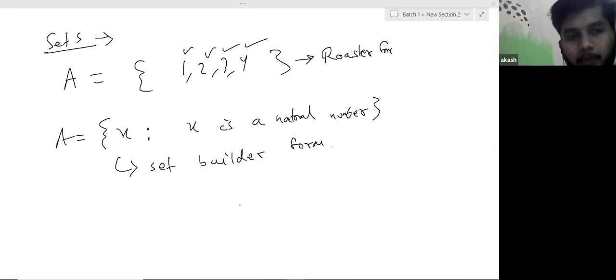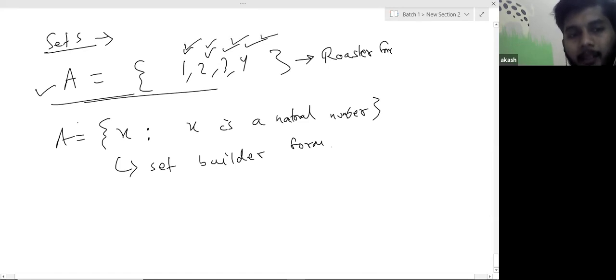See, there are two ways to represent a set. One is roster form, where you directly write the elements in it. Second is set builder form, where you apply a condition on x, and then you can write the values. All right.